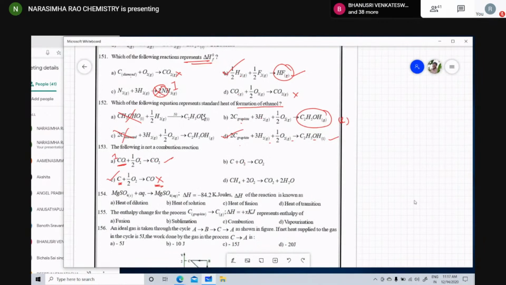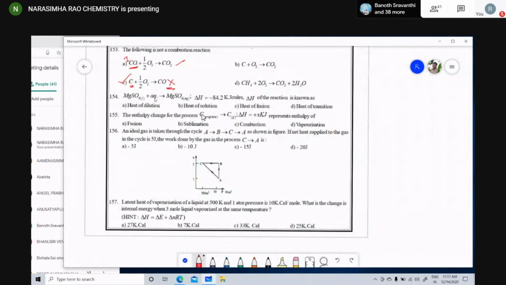Heat of reaction. Now, MgSO4 aqueous plus MgSO4 aqueous gives rise to 84 kilojoules. Heat of reaction is known as heat of solution. Enthalpy for the process, delta H here is plus kilojoule, which represents enthalpy of graphite, which is in solid state, changed to gaseous. Solid changes to gaseous is called enthalpy of sublimation.